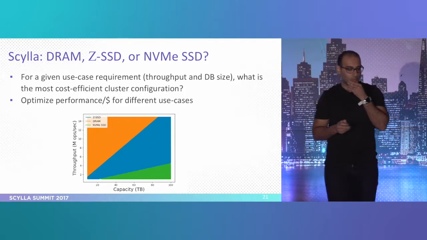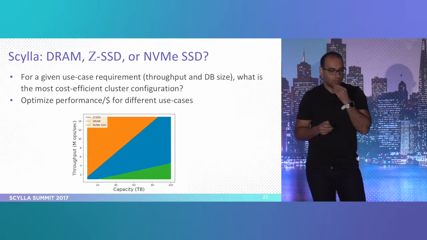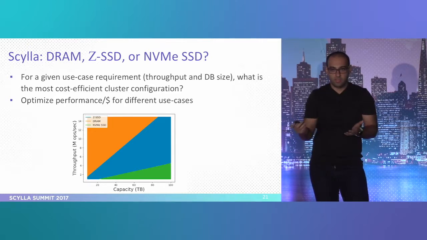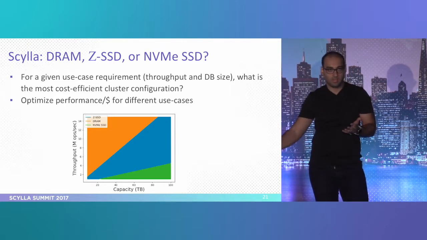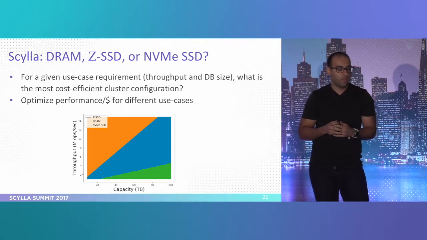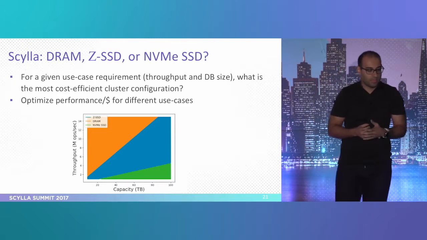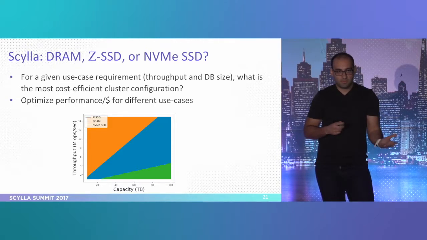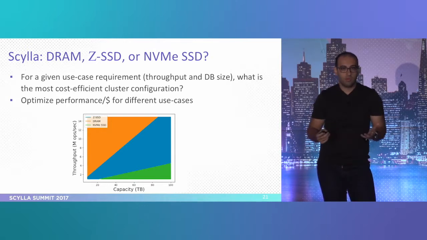In this slide, we wanted to give a model, and the whole point of it is to answer the question over there. I'm going to read from it. For a given use case requirement, throughput and DB size: suppose you know your DB size, and suppose you know how much throughput you want to have. What is the most efficient cluster configuration? Basically, we want to optimize performance per dollar for different use cases, and based on that, reason about different systems.